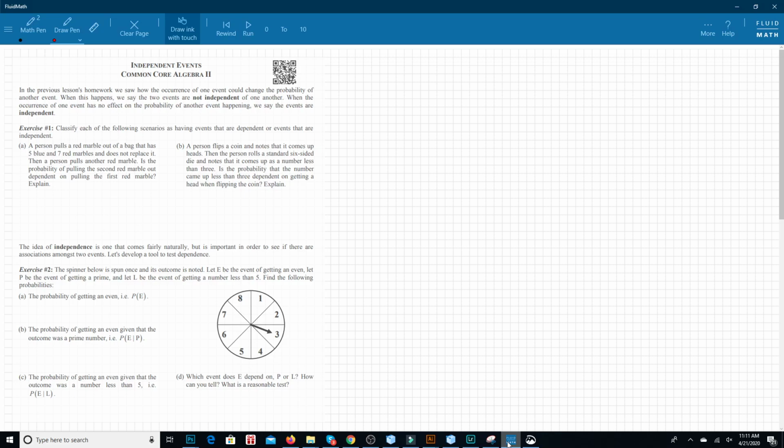Alright. We're looking at E instruction. Again, I'll try to link this in the live streams afterwards. In this case, it's not the introduction to probability. This is the worksheet on independent events, Common Core Algebra 2.